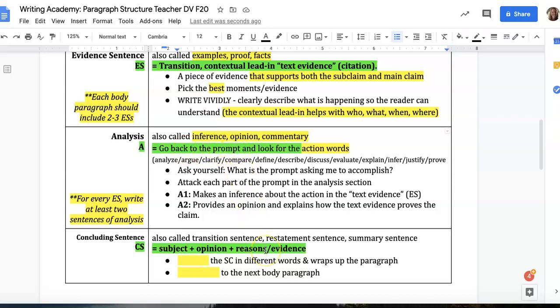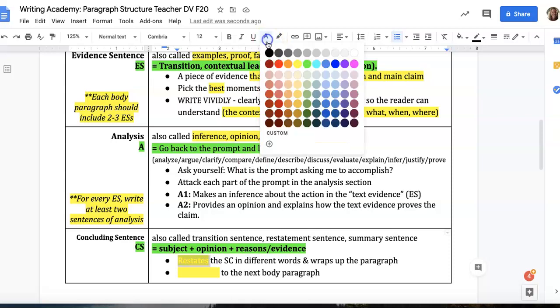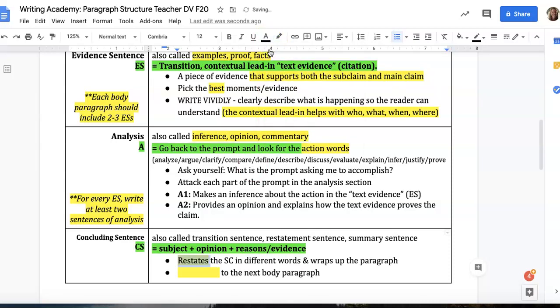At the very end of your paragraph, your body paragraph, you will always have a concluding sentence. This is also called a transition sentence, a reinstatement sentence, or a summary sentence. And it includes a subject, opinion, and reasons and key evidence. What a lot of people do is they restate whatever the subclaim was in their own words, and they wrap up the paragraph in some way. If it's your first body paragraph, it has to include a transition into the next body paragraph, where you reference whatever you've talked about above, and then you preview what you're going to talk about in the next body paragraph.